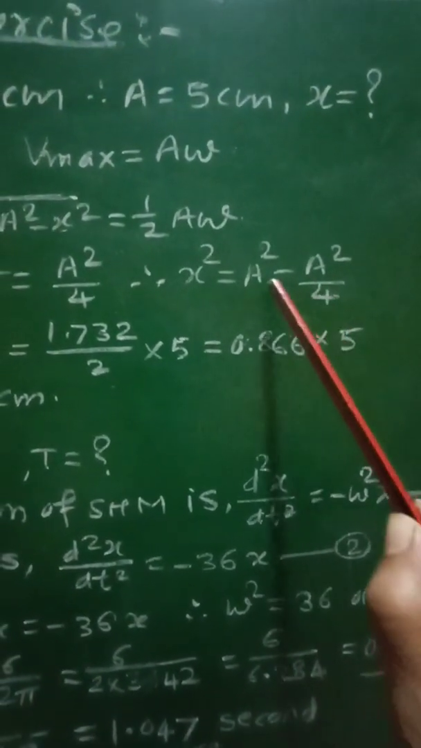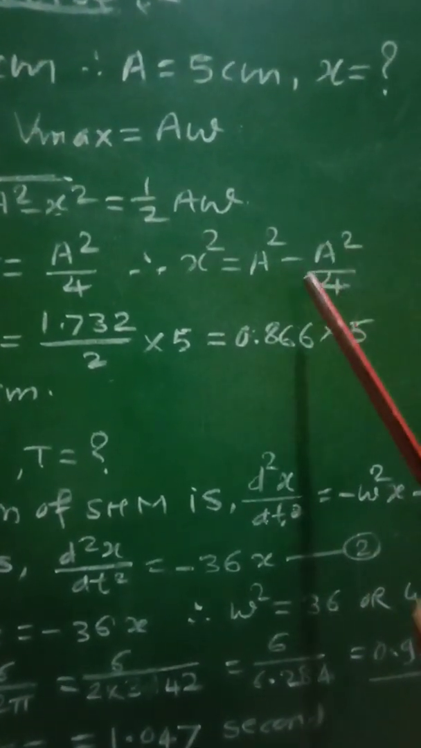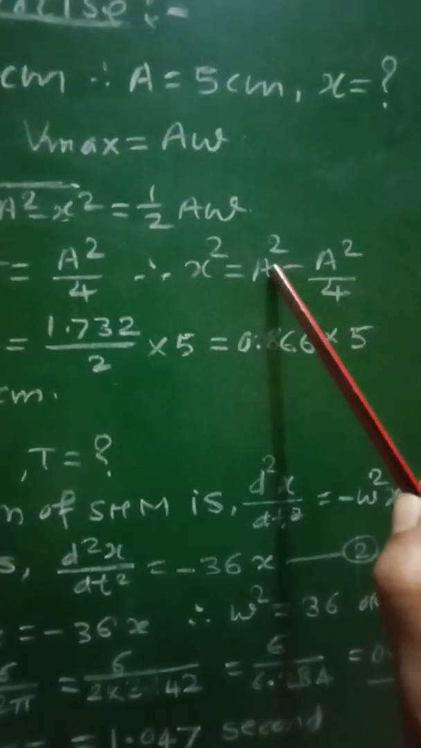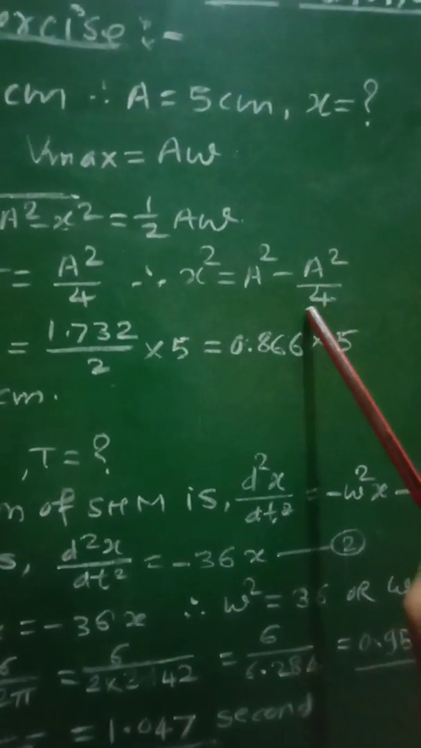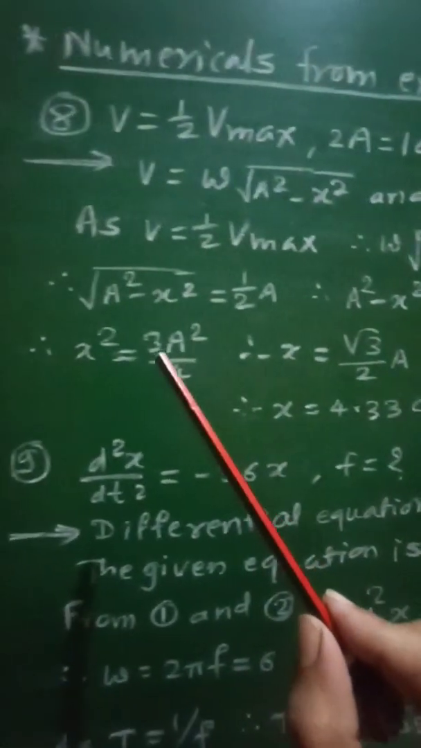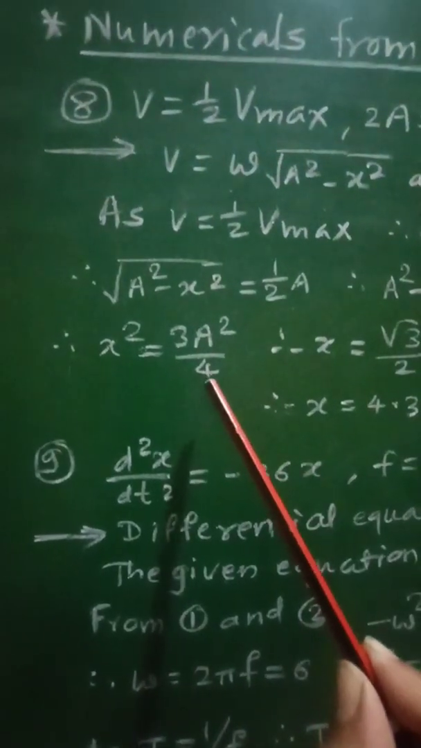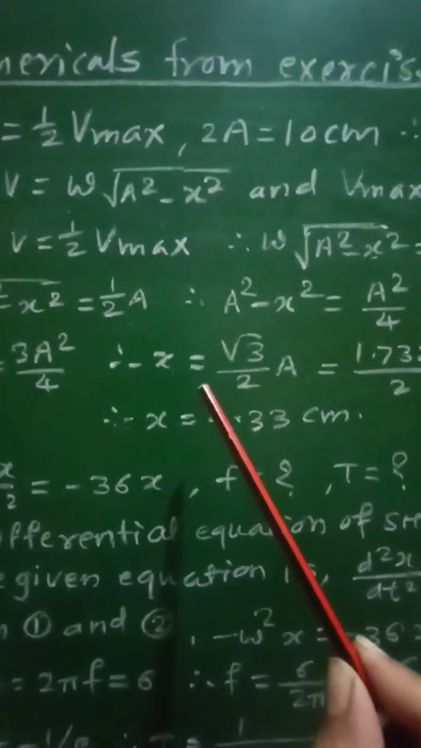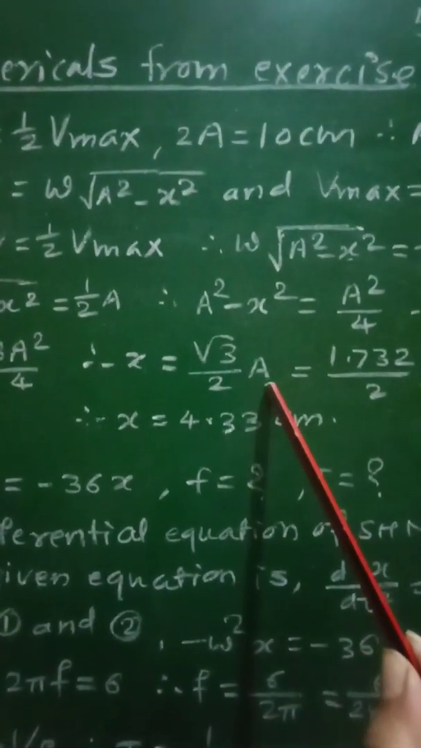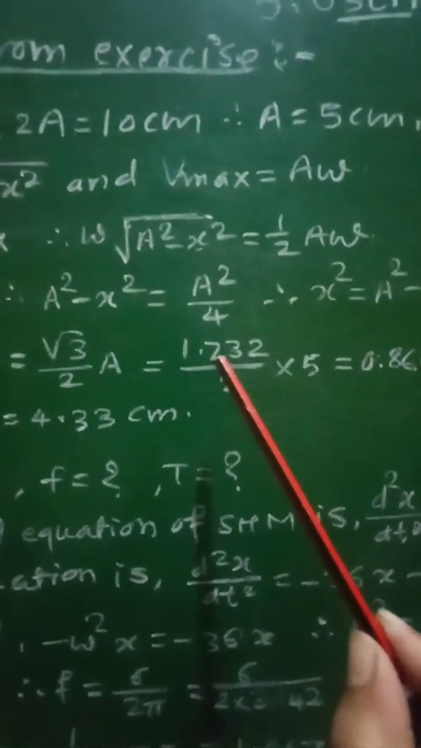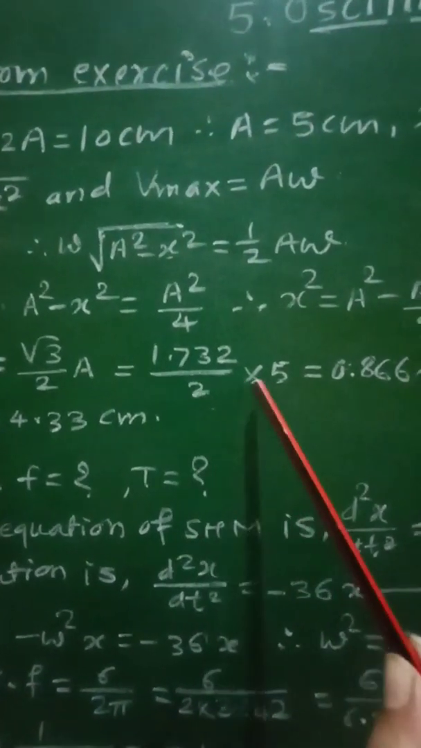Then we can simplify it as 4a square minus a square upon 4, that is 3a square upon 4, which is the value of x square, and therefore we can write x is equal to root 3 by 2 a. But the value of root 3 is 1.732. It will be divided by 2 and then multiplied by 5.